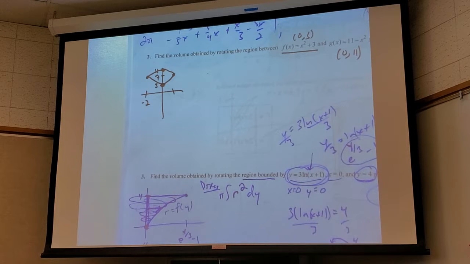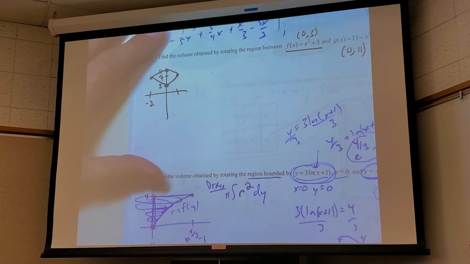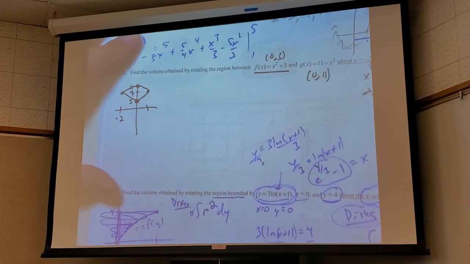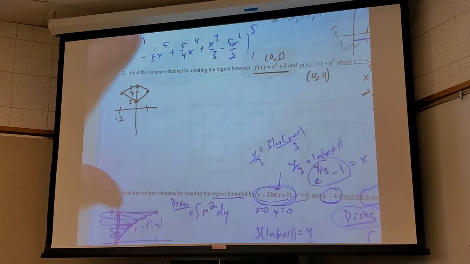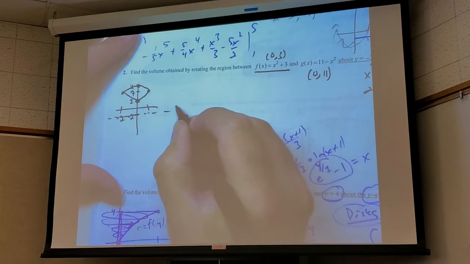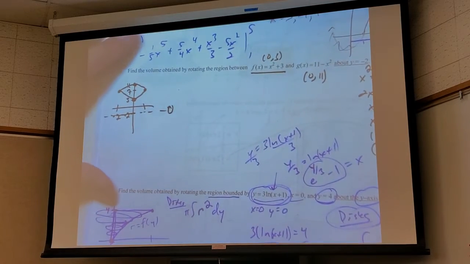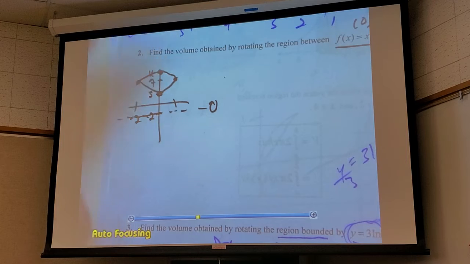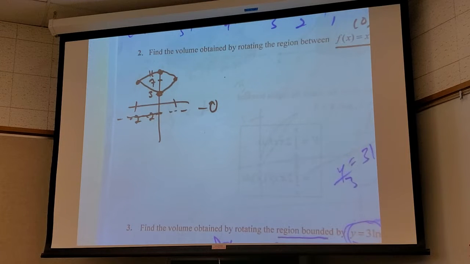Okay, now we talk about what method we're going to use. I'm rotating about what? And what does that look like? Yeah, so negative 2. That's what I'm rotating around. Yes? Okay, so if I wanted to use disks, it would have to be integral d what? dx. Is that cool? How did she know it was dx? y equals 2, horizontal. Say again?